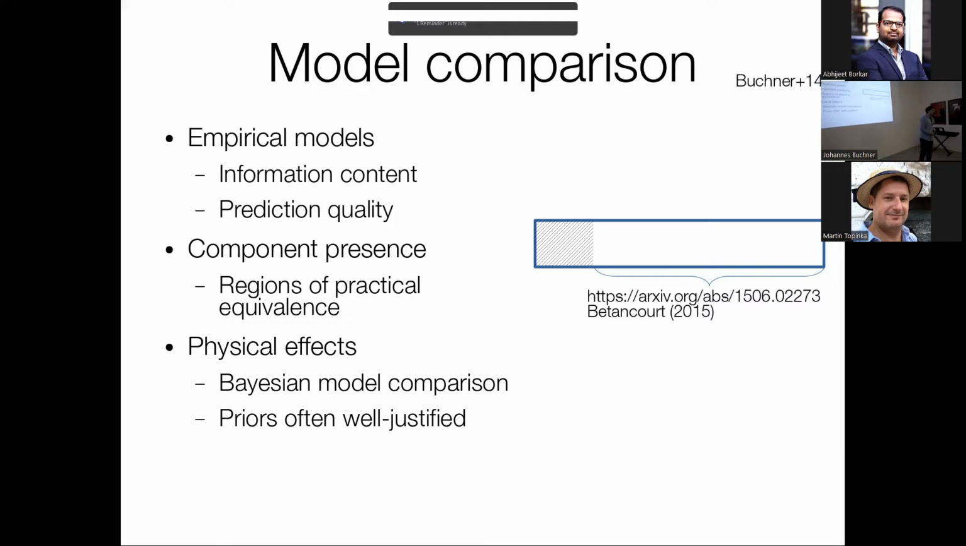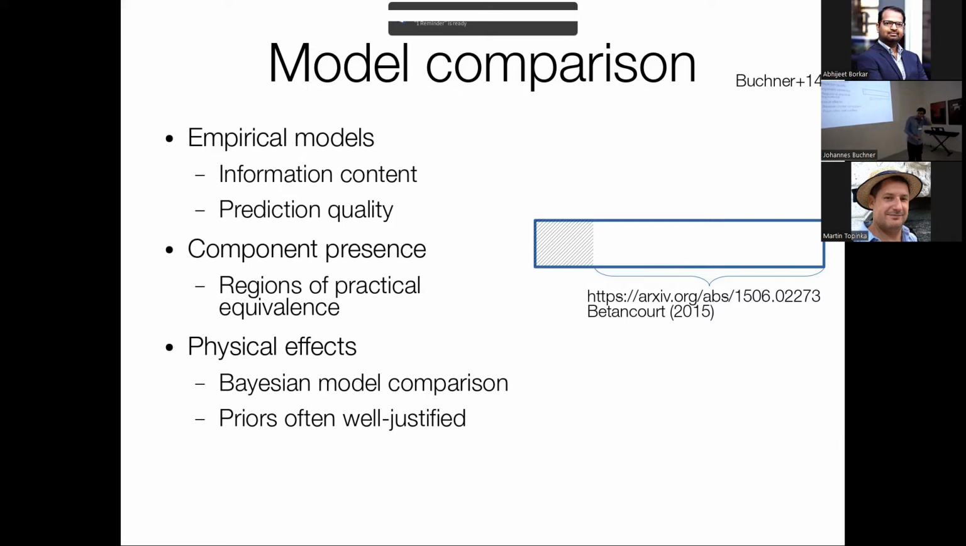Another scenario is where you ask, well, is some component present or not? In this case, one question is, is this statistically significant? Another way of asking the question is, does this component have a really meaningful impact? So for example, you could say, if a reflection component has a normalization below this value, it's basically not there. So you could define a meaningful threshold where you say, this is equivalent to the model without that component. So that's illustrated here. You define this region of practical equivalence, rho, and you ask, well, is the posterior of your parameter inside that region or outside that region? So that's one way to go about it.